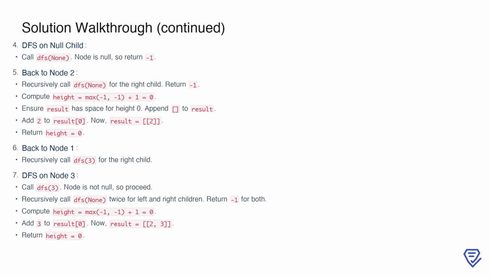When the DFS reaches a null node, such as the left child of node 2, it immediately returns a height of -1, indicating no further depth from this path. Backtracking to node 2, we now examine its right child, which is also null, resulting in another height of -1. With heights from both children calculated, we compute the height of node 2 as the maximum of these two heights plus 1, yielding a height of 0. At this point, we ensure the result list has a space for height 0 by appending an empty list if necessary. We then add node 2's value to result[0], making result equal to [[2]]. The height of node 2 is returned to its parent, node 1. Next, we explore the right child of node 1 by calling DFS(3).